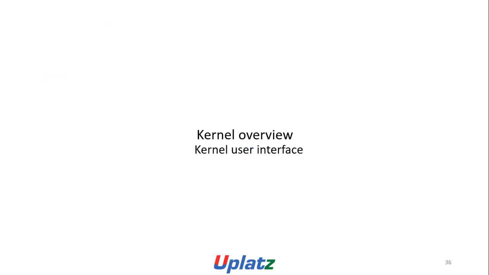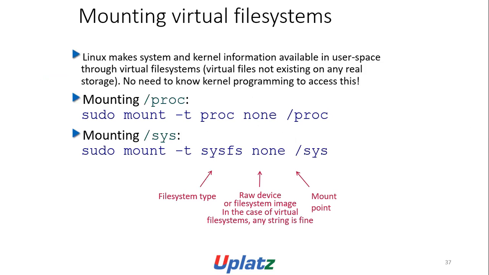Kernel overview, kernel user interface. Linux makes system and kernel information available in userspace through virtual file systems, mounted with mount. These are virtual files not existing on any real storage. No need to know kernel programming to access this.